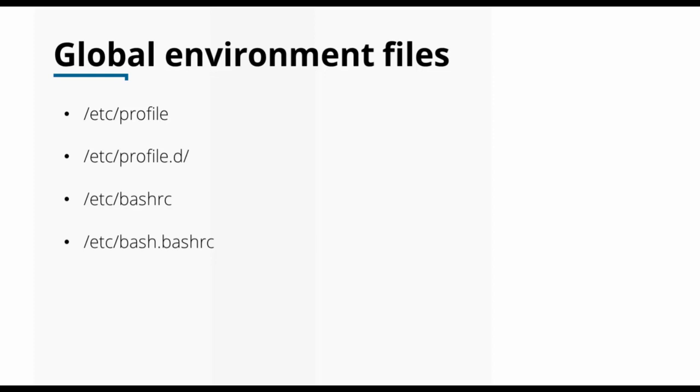However, you'll find that the /etc/bash.bashrc is on Ubuntu, but not on CentOS. And you'll find /etc/bashrc on CentOS, but not on Ubuntu. These are the files where the general global environment is configured.